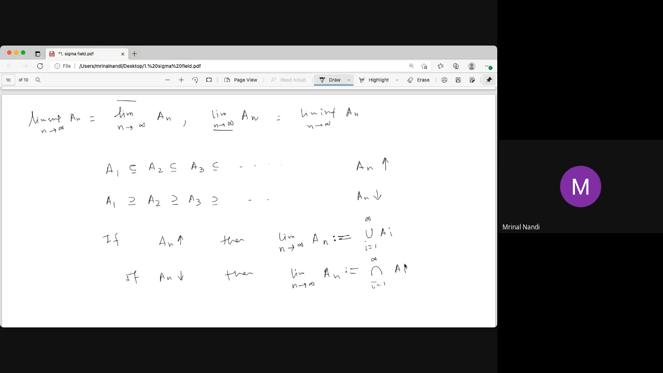Next we'll give an example of a collection which is not increasing or decreasing. In that case, we will show that lim sup or lim inf may or may not exist, and if they exist they may or may not be equal. If they are equal, then we call that the limit, and this limit is obviously not the intersection or union of all these sets, since the sequence is not increasing or decreasing. So this is all for today.